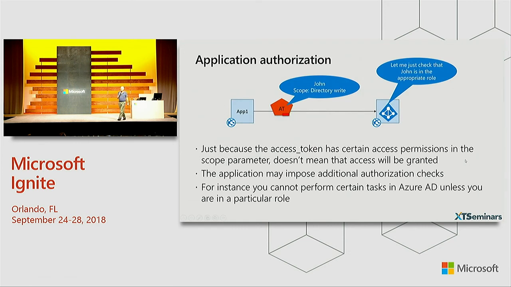But just because you've got it in your access token doesn't mean you can do it. If I say, read, write, all, and I get it in my access token, I arrive here at Graph, and Graph says, hang on a minute, before you can do that, you've got to be in the appropriate Azure AD role. Are you? So there's a second authorization check that happens there.